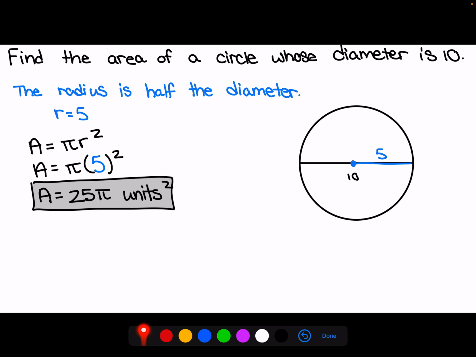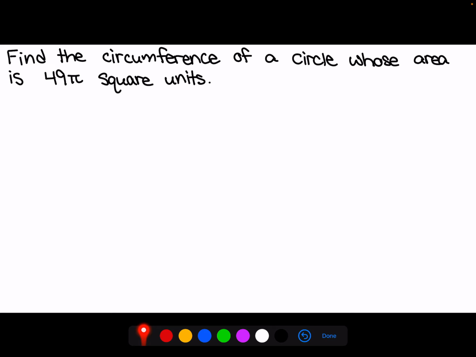Of course, if they asked me to round it to the nearest tenth, I'd multiply 25 by pi, and I'd write out my final answer rounded to the nearest tenth if needed. Let's go ahead and try out another area problem. This one will be a little bit more difficult.